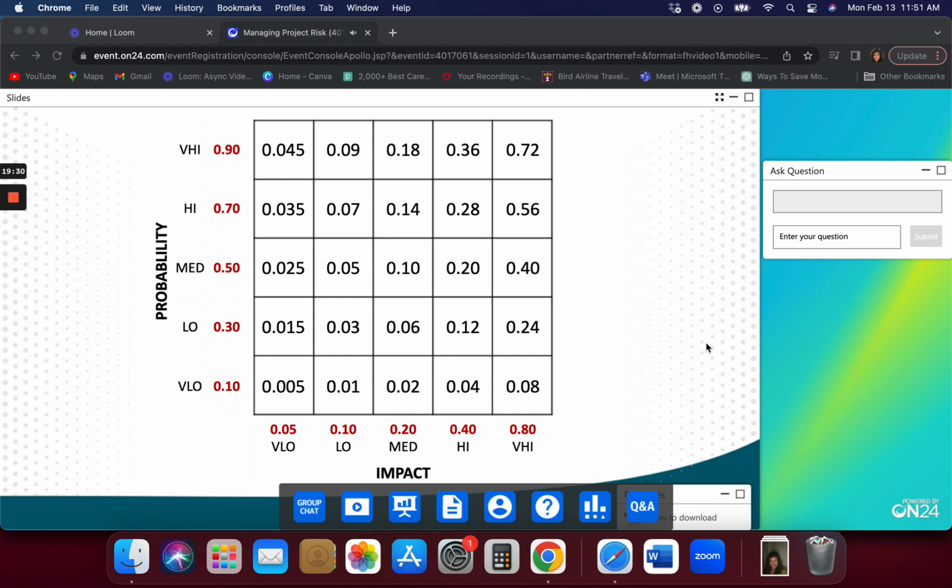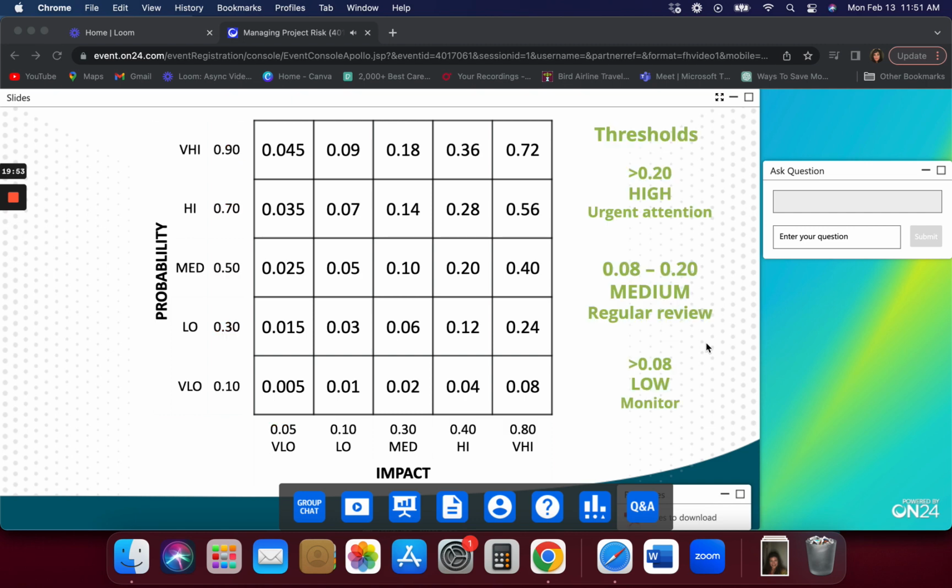So we've got our impact values going across the horizontal axis, and that's on a geometric scale. On the vertical scale, we've got the probability values going up on an arithmetic scale, and so that gives us vastly different values inside the cells. And so we can set thresholds. So we can say greater than 0.20, we'll make that high, requiring urgent attention. And if it's less than 0.08, we'll make it low. And if it's medium, anything in between is medium.